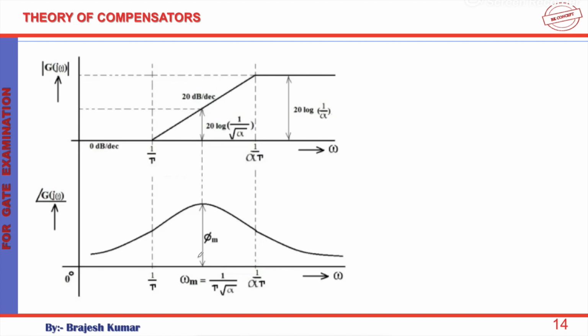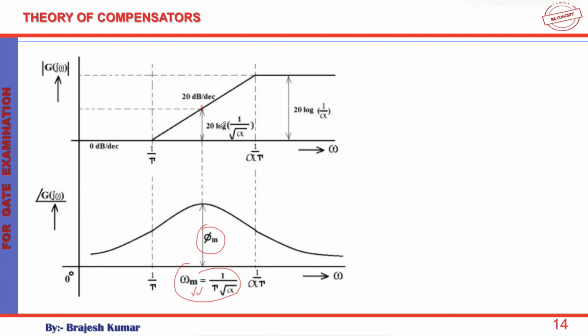So we have just calculated omega m, then finally phi m by putting the value of omega equal to omega m. We also calculated the formula for sine phi m, that is equal to 1 minus alpha divided by 1 plus alpha, and once again represented this in terms of alpha, and alpha was 1 minus sine phi m divided by 1 plus sine phi m. But now we want to find what will be the value of magnitude at this particular frequency.